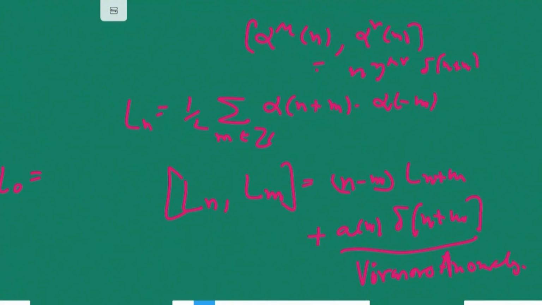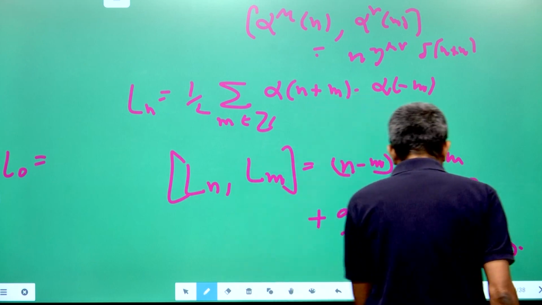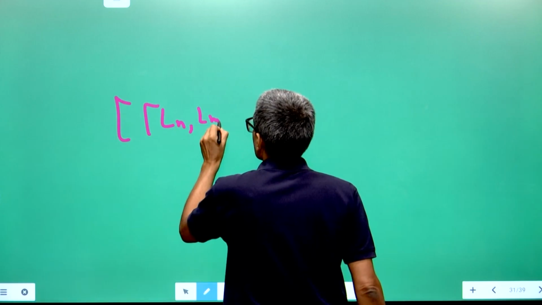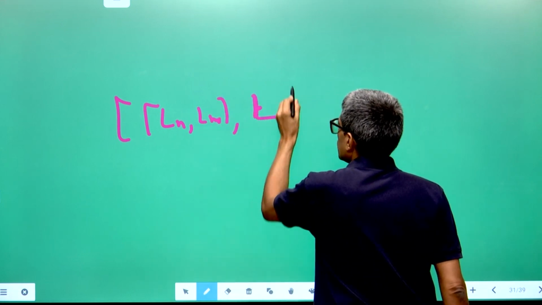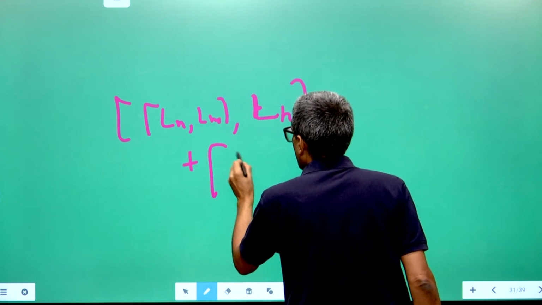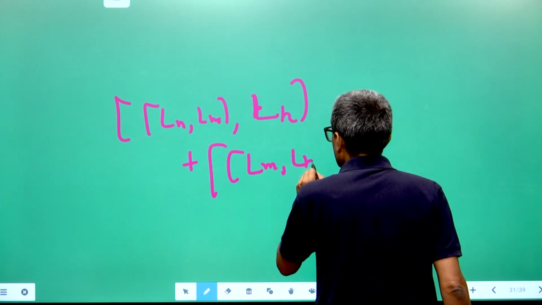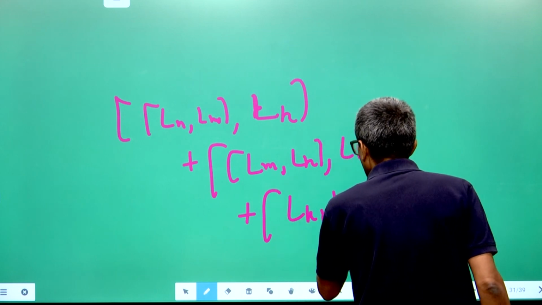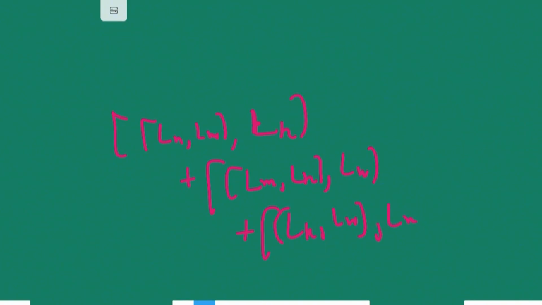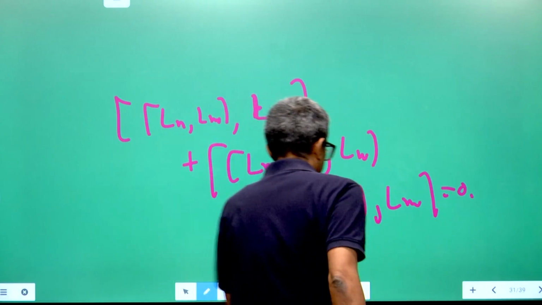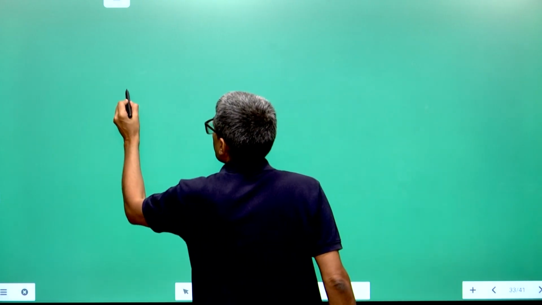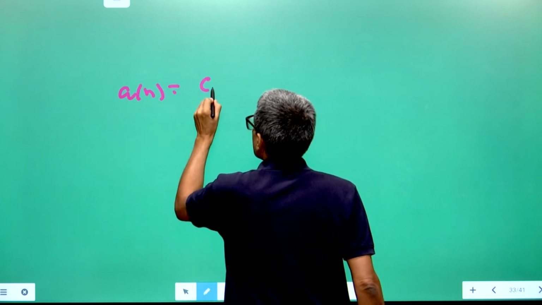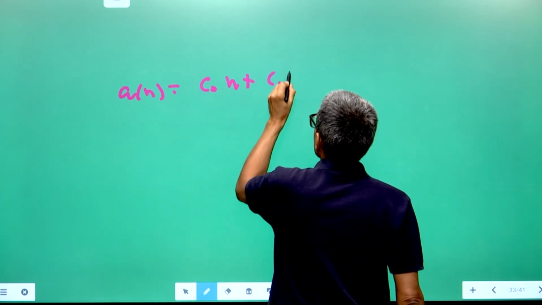And how do you get this correction term? You look at the Jacobi identity for Lie commutation relations, namely the commutator of ln with the commutator of lm and lk, plus the commutator of lm with the commutator of lk and ln, plus the commutator of lk with the commutator of ln and lm. Use the Jacobi identity and substitute these commutation relations into this. If you do that and manipulate, you will get a n to be equal to c naught n plus c1 n cubed.